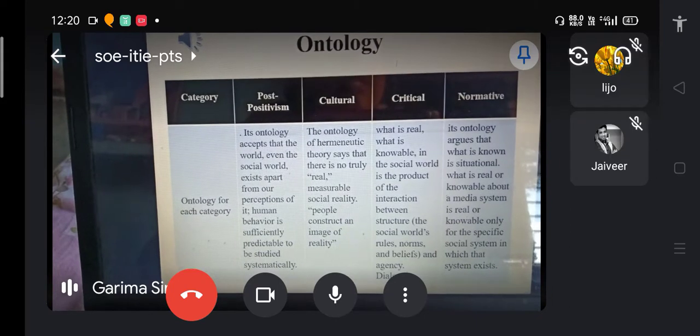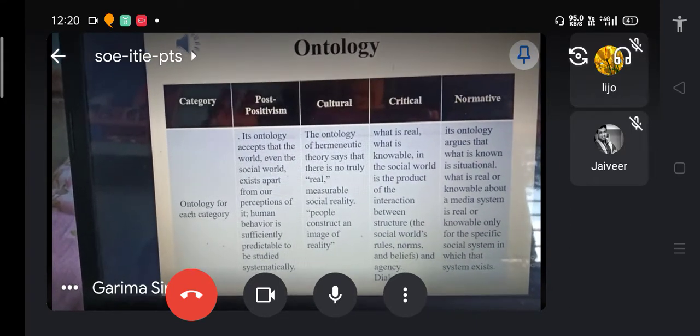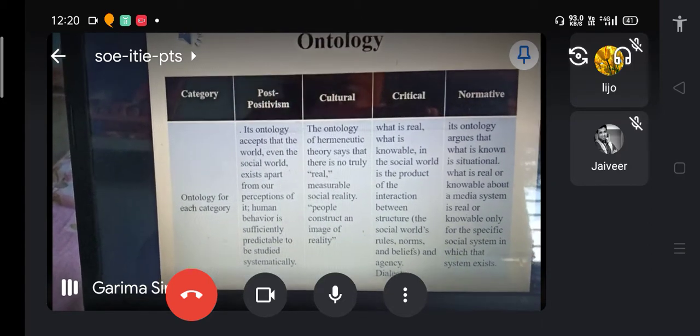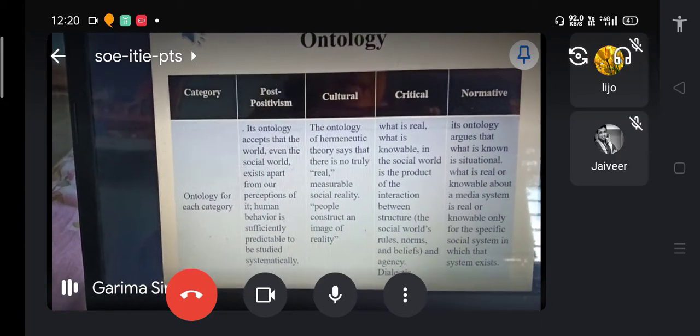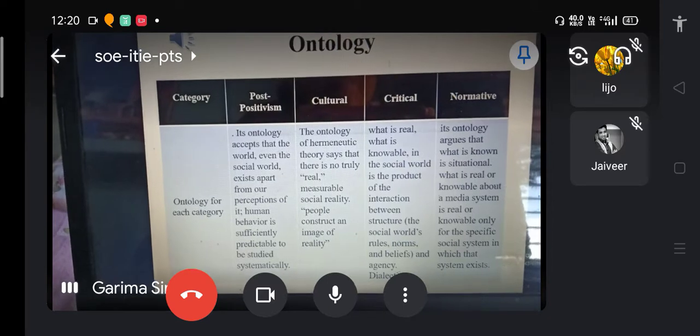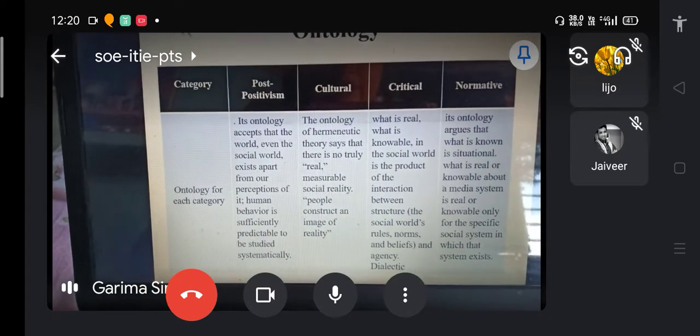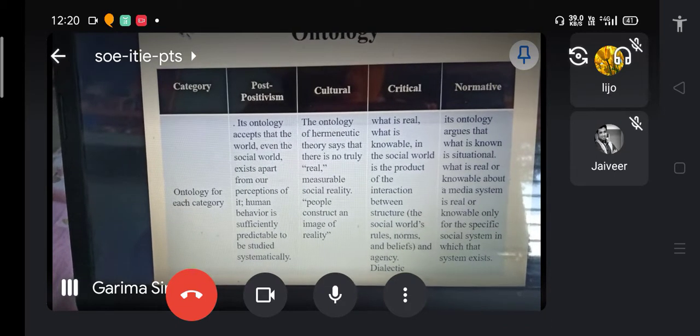So what you understand as real for the normative division, for normative theory, is the media system that you have selected, only that is real. If I say I have selected the constitution and I'll be judging the newspapers of this country on the basis of it, then the only thing that is real for me is that constitution. I'm not going to listen to any other thing.